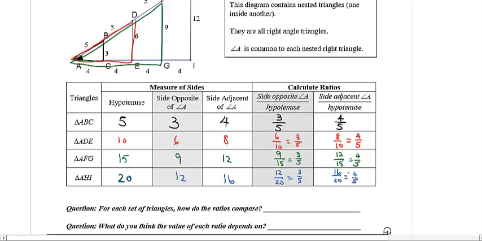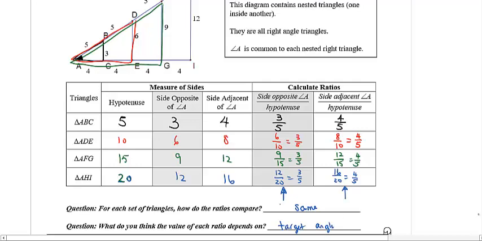Now for each set of these triangles, how do these ratios compare? Well, they seem to be the same, right? This group, they're all 3/5. This group, they're all 4/5. Same. So what do you think the value of each ratio depends on? Yes, it's that target angle again.